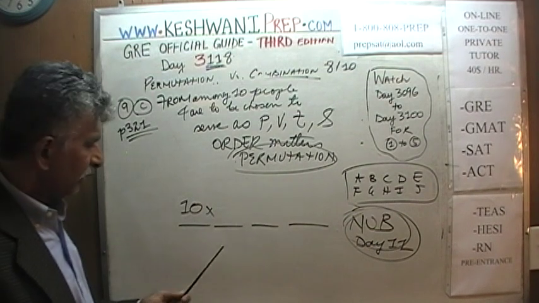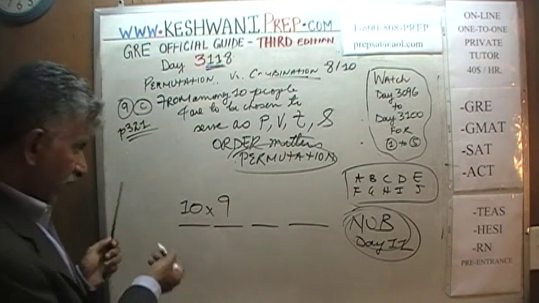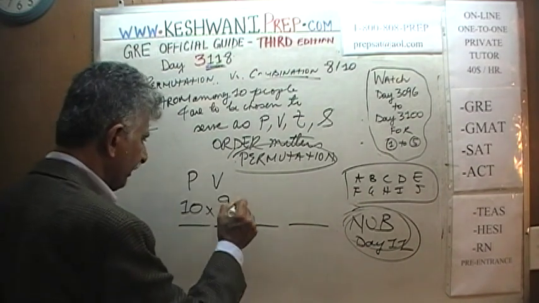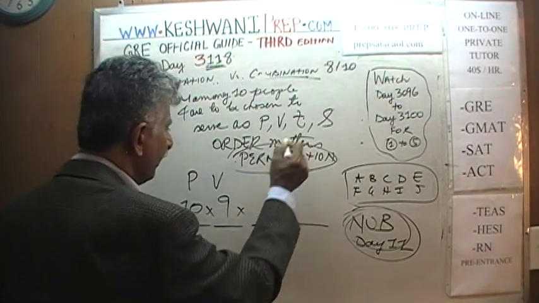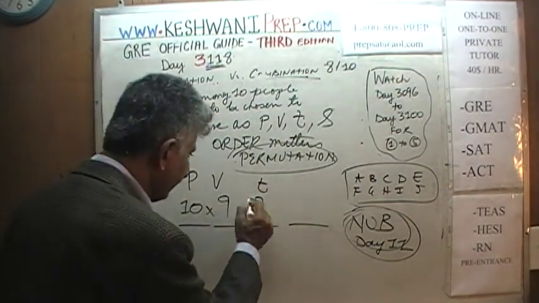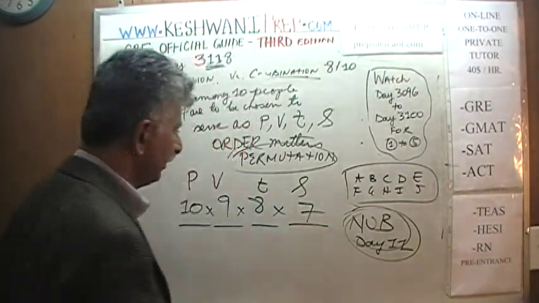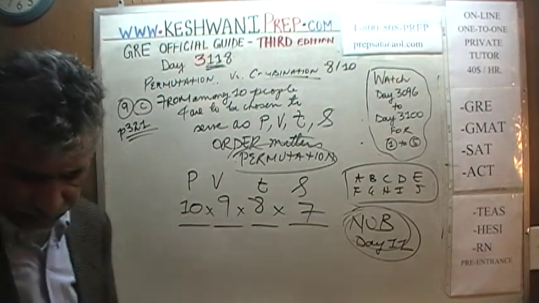Having chosen a president, how many different ways can we pick a vice president? There are 9 people left. Having picked president and vice president, how many different ways can I pick my treasurer to serve on the committee? Well, there are 8 ways because there are 8 people left. And how many different ways can I have my secretary? Well, there are 7 possible candidates still. And that's your answer.